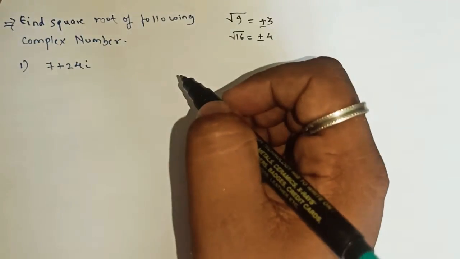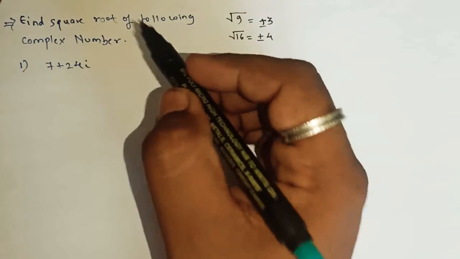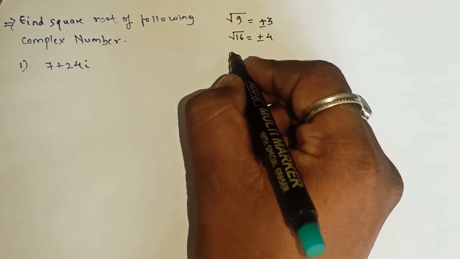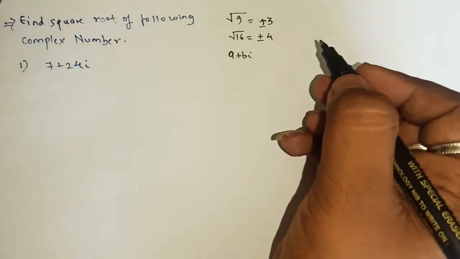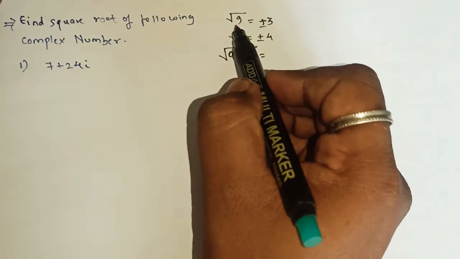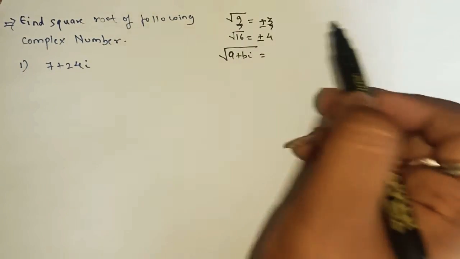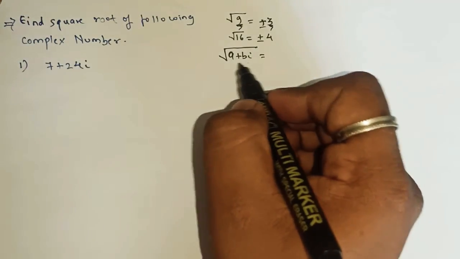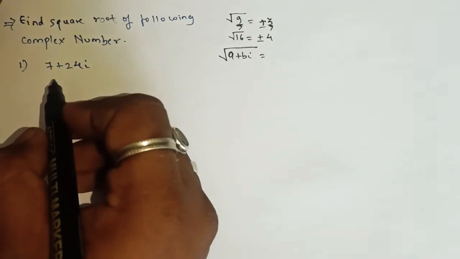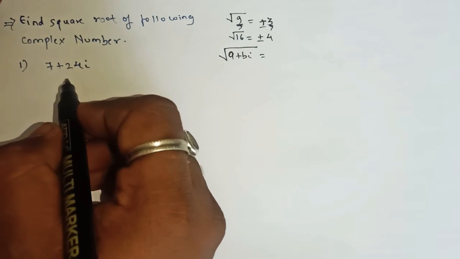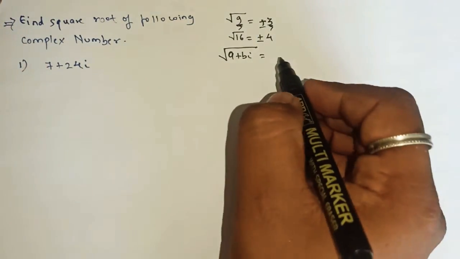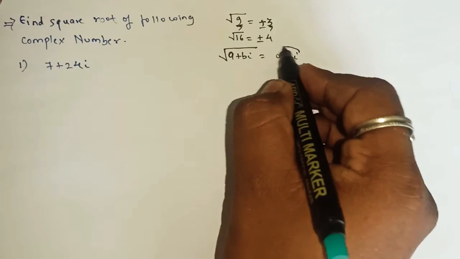In that same case, here we have to find the square root of a complex number. We know that the format of a complex number is a plus bi. Of course, a real number will have its answer in the form of a real number, and a complex number's answer will be in the form of a complex number only, yes or no. Here we have to find the square root of 7 plus 24i, so of course the square root of 7 plus 24i will be in the form a plus bi only, yes or no.